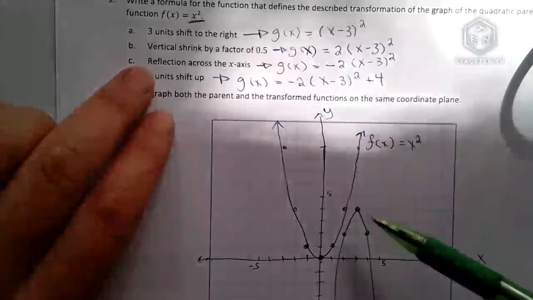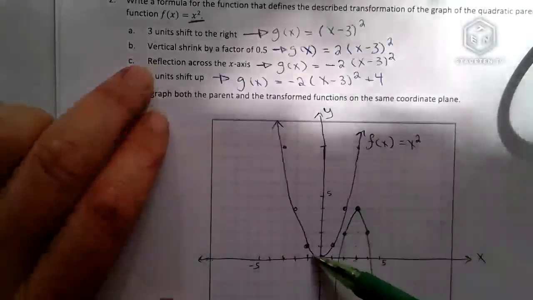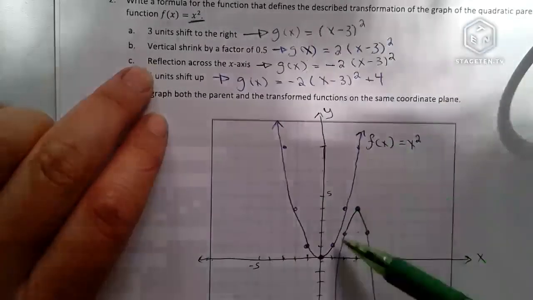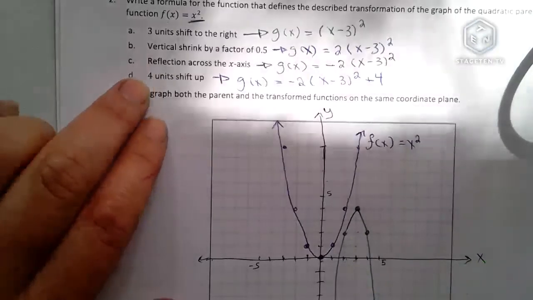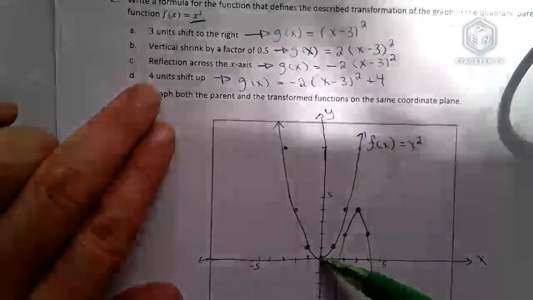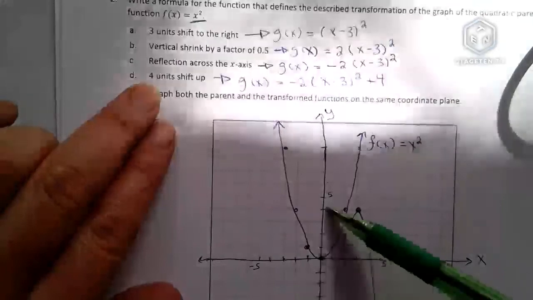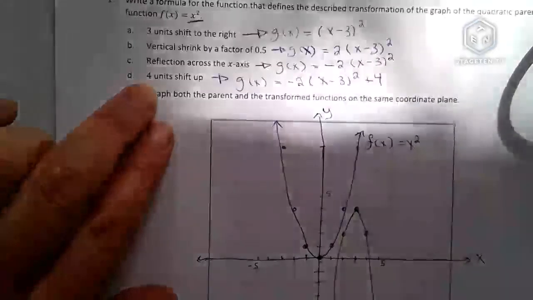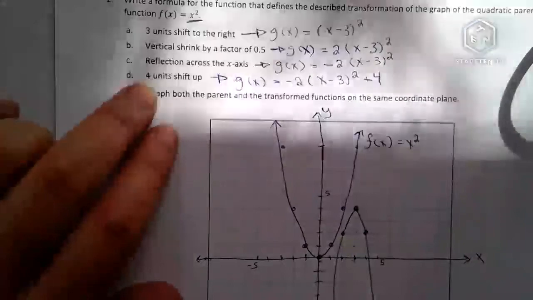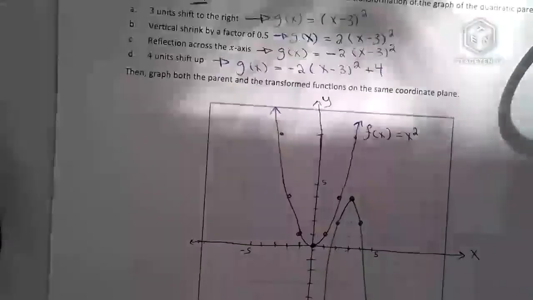Did it reflect across the x-axis? Well, it was above, going up over it. Now it's going under, so yes. And did it shift 4 units up? So let's see. Vertex, 1, 2, 3, 4. Yep. All right, pans out. And that's similar to problem 2 from your homework.